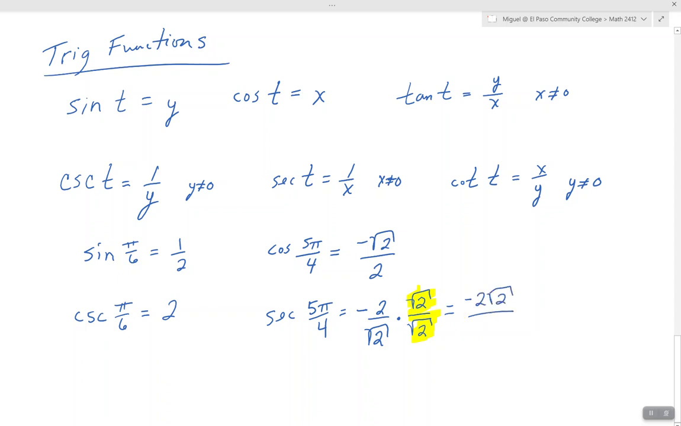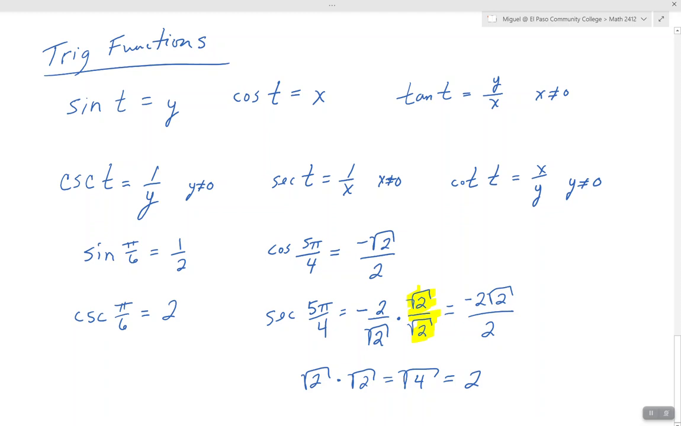And what is square root of 2 times square root of 2? That would be dividing. What do we get if we multiply? Square root of 2 times square root of 2 is 2. Good. You can also think of it like this: square root of 2 times square root of 2 is equal to square root of 4, and that's, of course, 2.